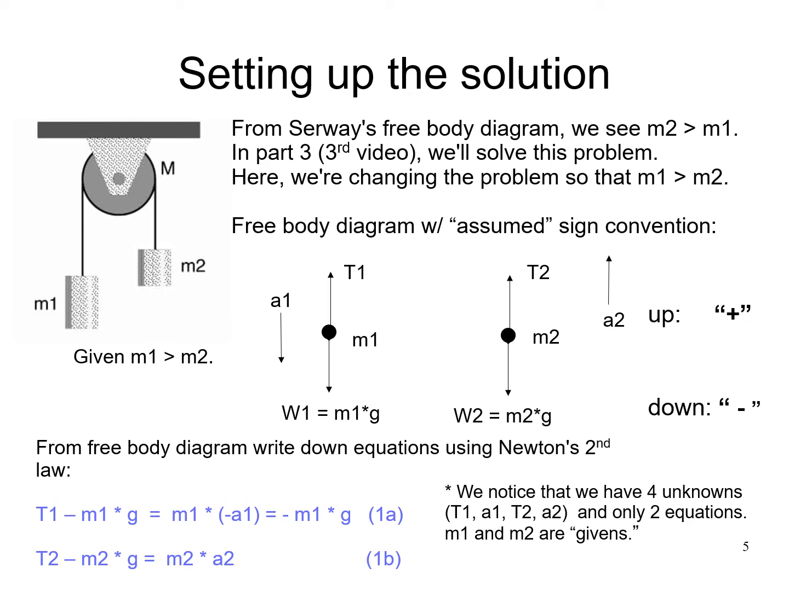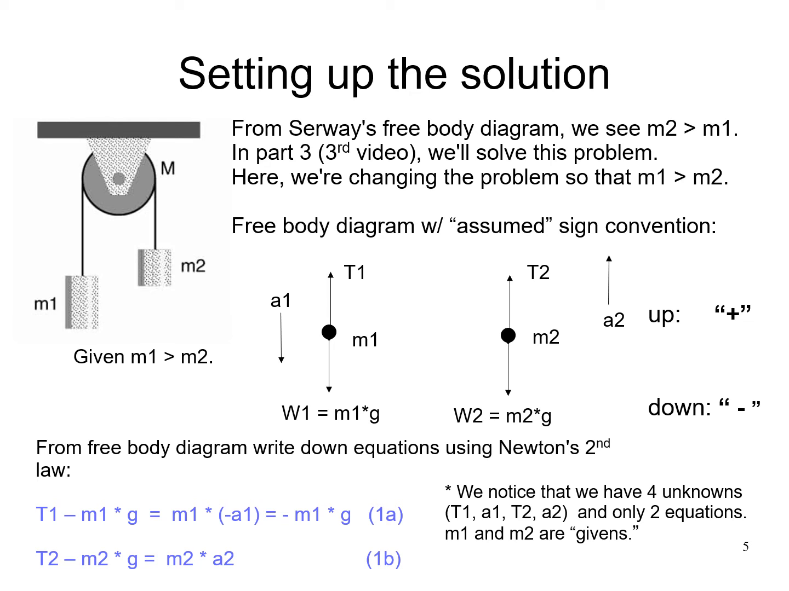Now, let's review the equations. We have, using Newton's second law, positive T1 plus negative M1 times g for the weight of M1, which we rewrite as minus M1 times g, and that equals the net acceleration times the mass of M1. And the net acceleration is given as negative because we have assumed that A1 is in the negative direction. And we can bring that negative sign out and rewrite it as negative M1 times A1.